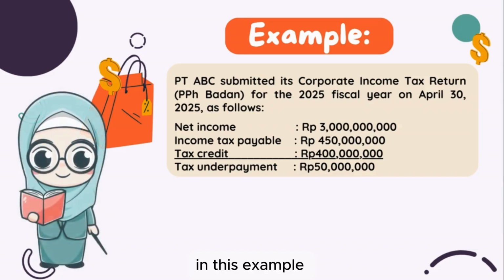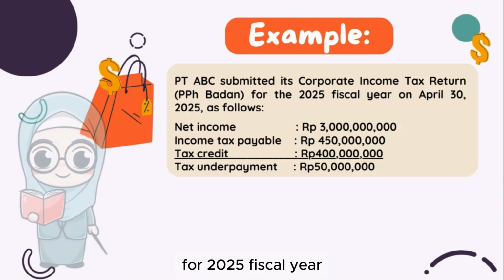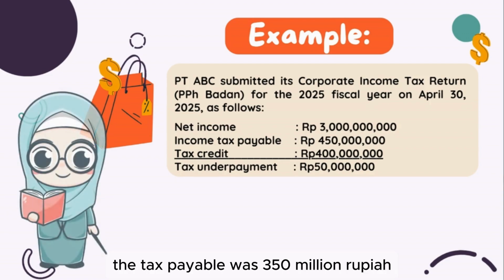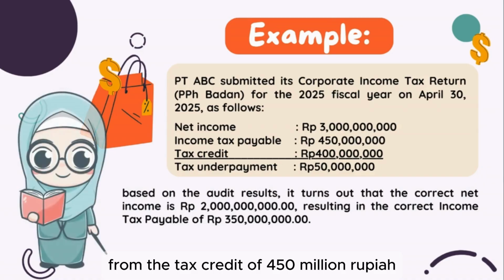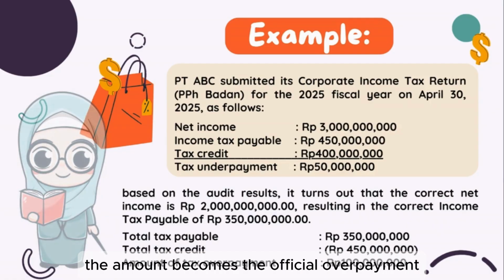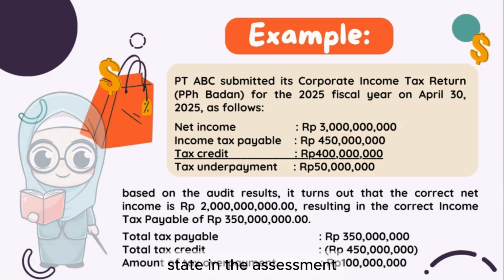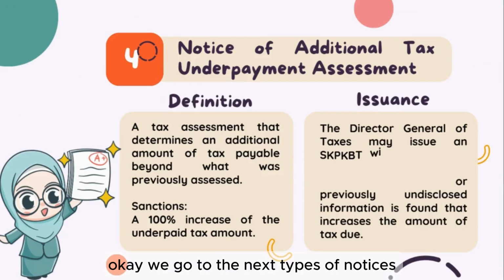And for the next example, in this example, PT ABC submitted its corporate income tax return for the 2025 fiscal year. The tax payable was 350 million rupiah. This amount is subtracted from the tax credit of 450 million rupiah, and so it results in 100 million rupiah. The amount becomes the official overpayment stated in the assessment. Okay, we go to the next type of notice.